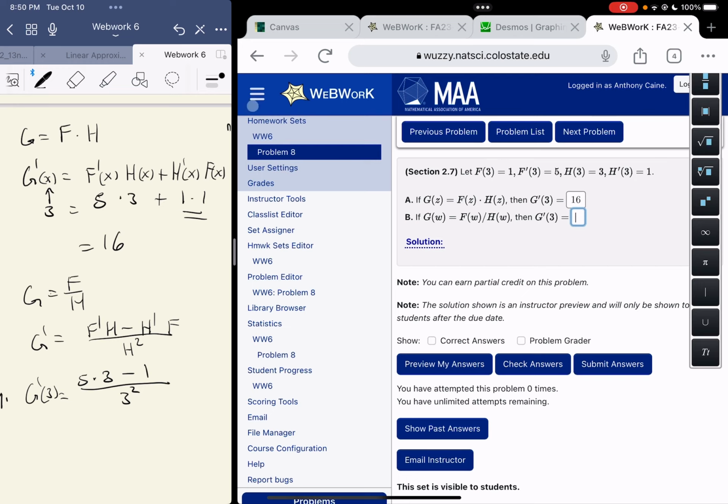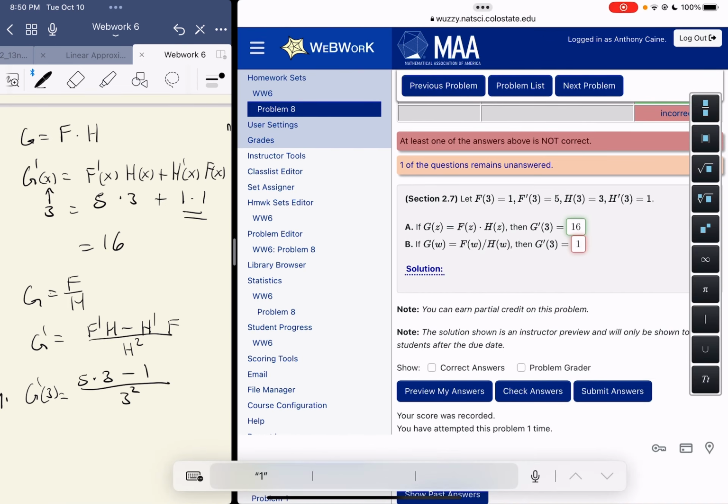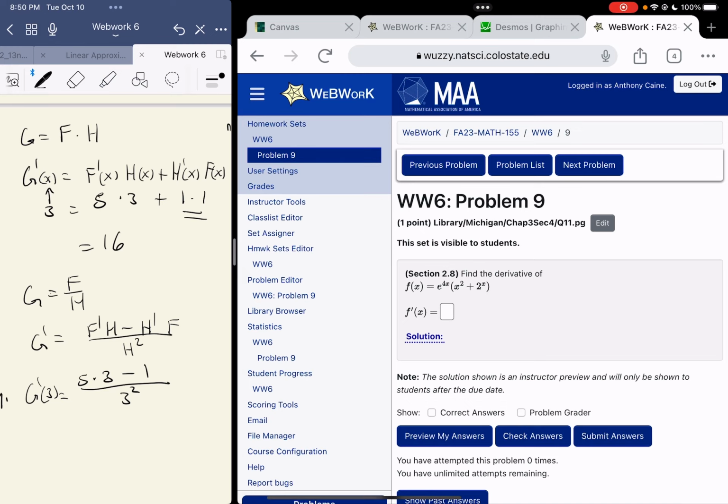Well, let's just try this. Okay, type. There we go, 14 over 9. Okay, so that's the idea. I just didn't read the graph so carefully in the last problem.